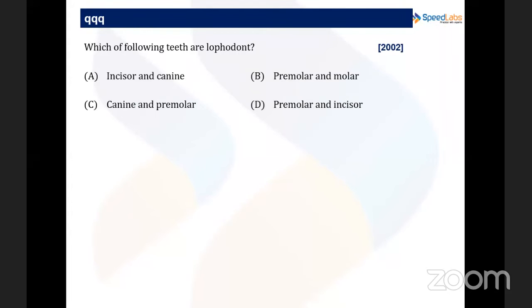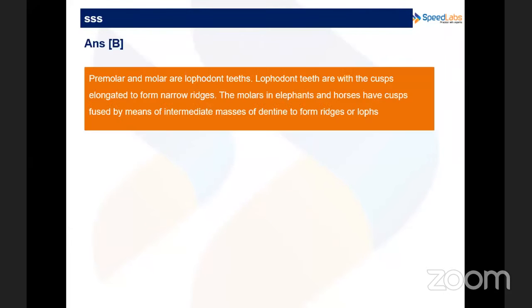So the answer to this question is option B, premolar and molar. Premolar and molar are lophodont teeth. What are lophodont teeth? They have cusps elongated to form narrow ridges.